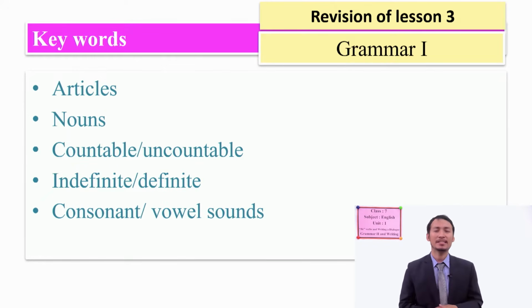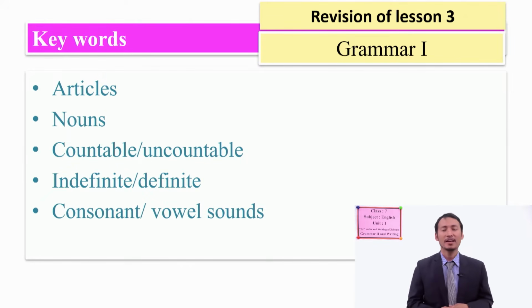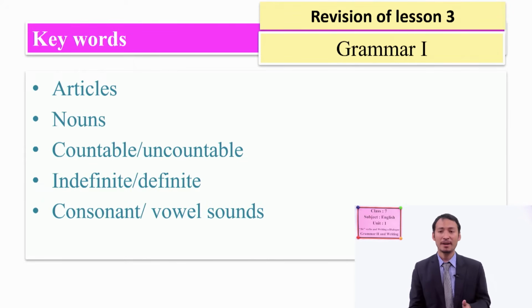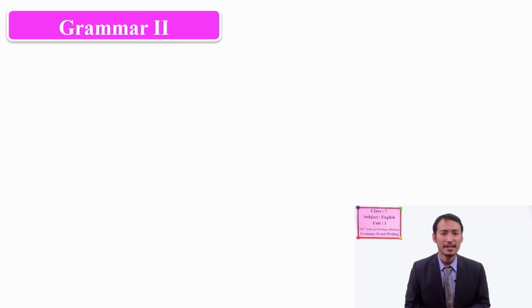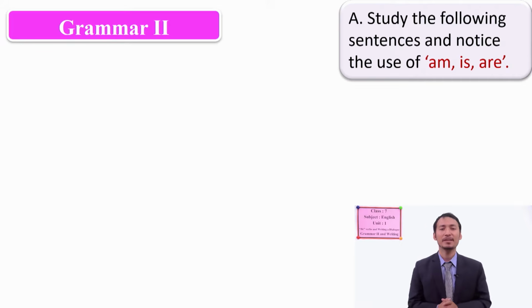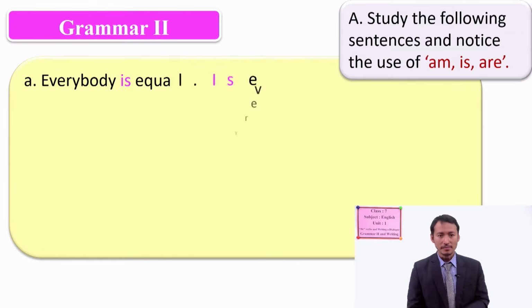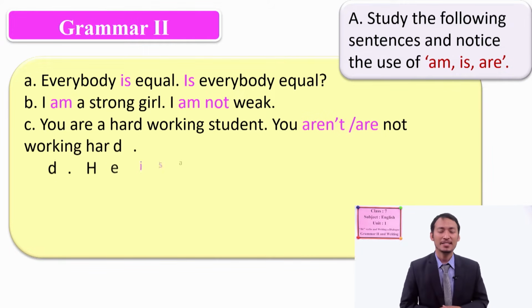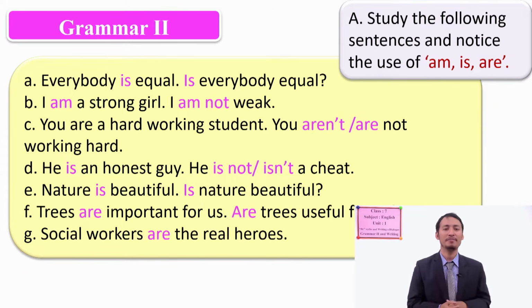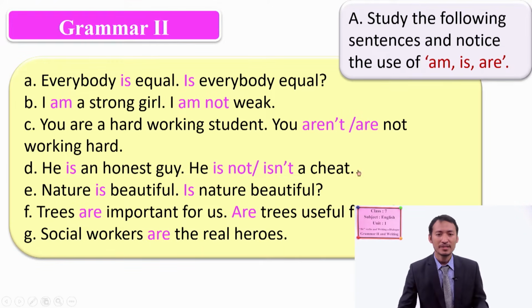Now in today's lesson, as we have already said, we are going to do the grammar second. This was the first part of the grammar. Now we are going to do the second section of the grammar. In this part we are going to study sentences with be verbs like am, is, are. Okay, let's study the sentences. I have made the color different with these verbs here. Let's read it aloud. Okay, students?